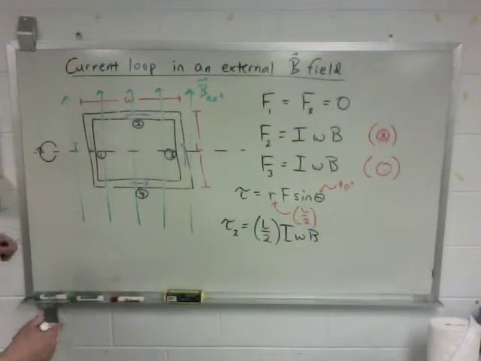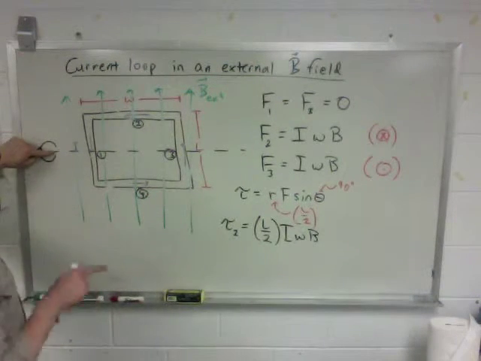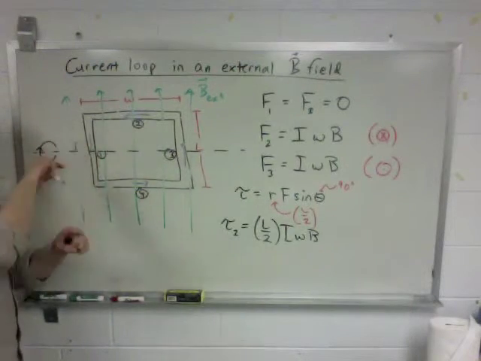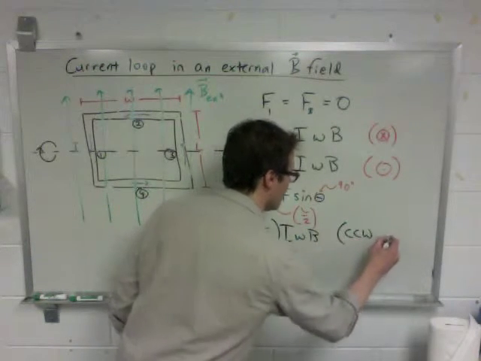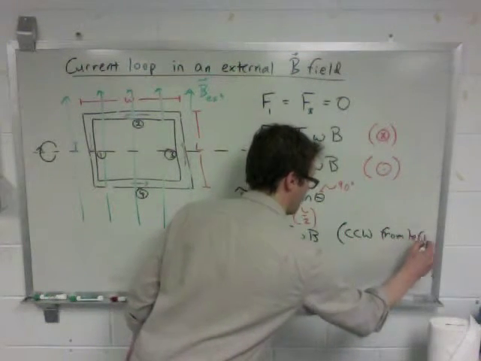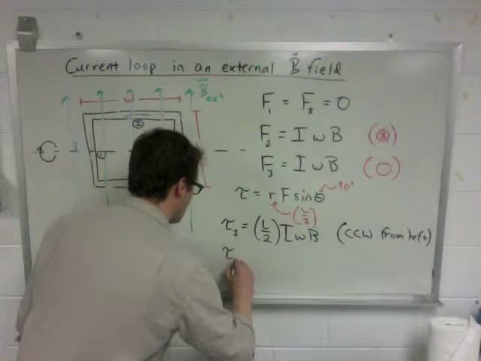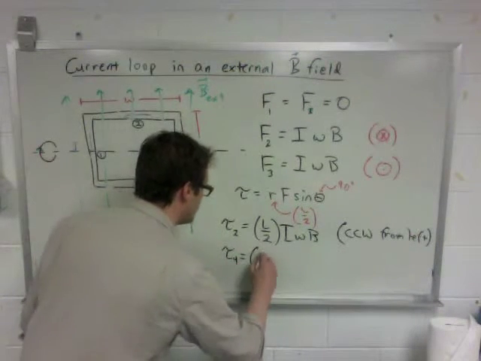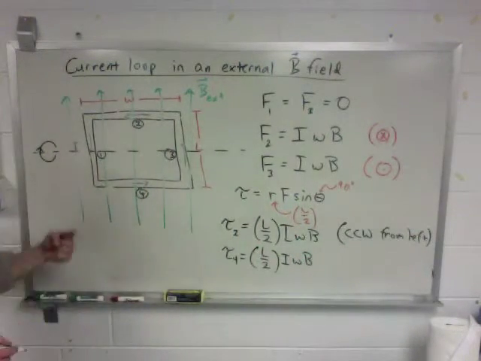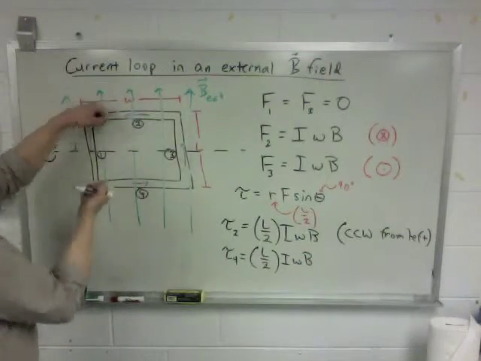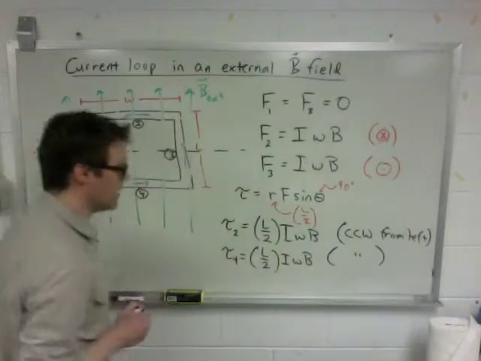And which way? Well, if my eye is over here and I'm looking in this direction, then the whole thing is going to appear to rotate counterclockwise. So that's a counterclockwise torque from the left. And then the torque on wire segment 4 is going to be exactly equal in magnitude, L over 2 times IWB. And that's also going to be counterclockwise, because both of these torques are trying to initiate this counterclockwise rotation. So again, counterclockwise from left.